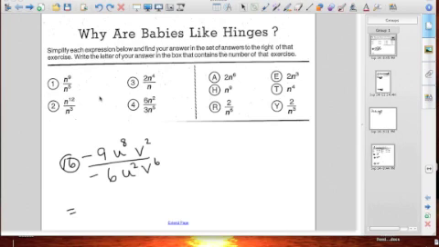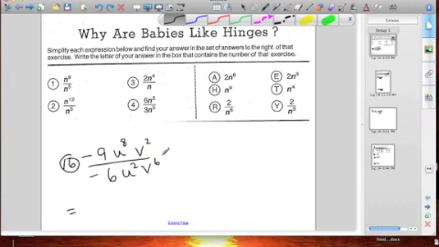Okay, so if you take a look at number 16 on Why Are Babies Like Hinges, it says -9 u^8 v^2 divided by -6 u^2 v^6. Remembering that the line right here is the division line.